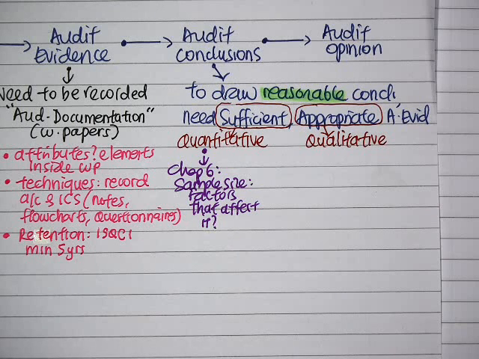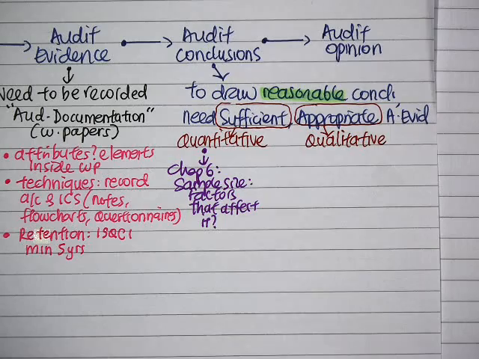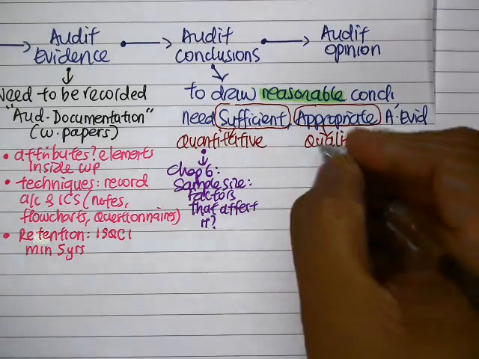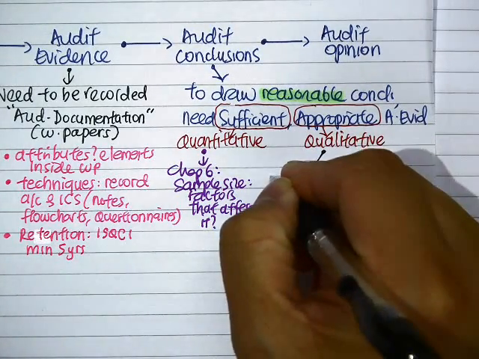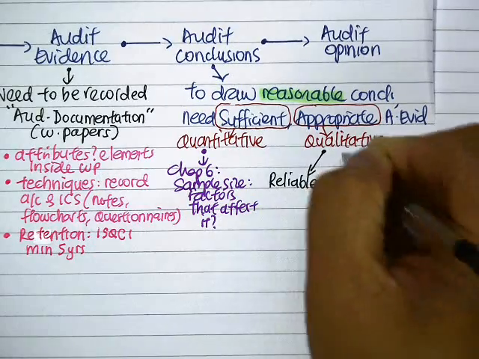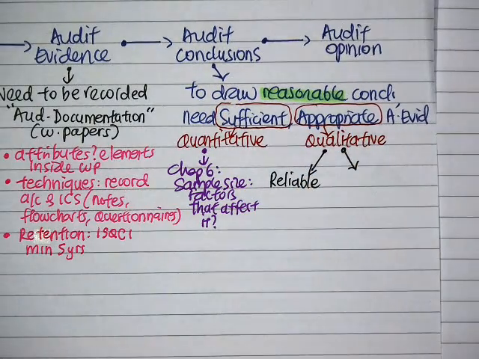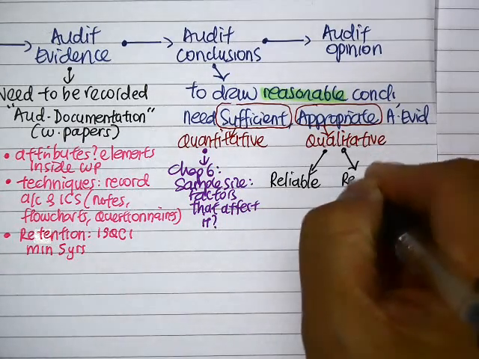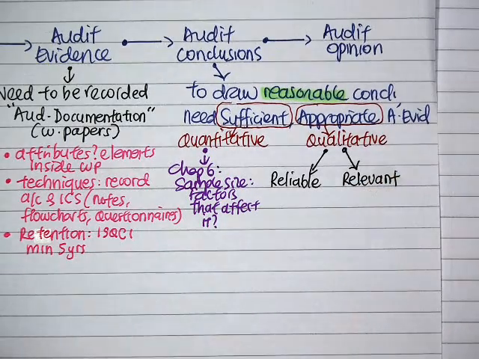Okay, so now we're going to switch the focus to qualitative. Now, what is qualitative aspects? Now, the qualitative is to look at two things. Your evidence is considered as quality when it is reliable, and it must be relevant. Two things. Reliable, relevant. Understand?